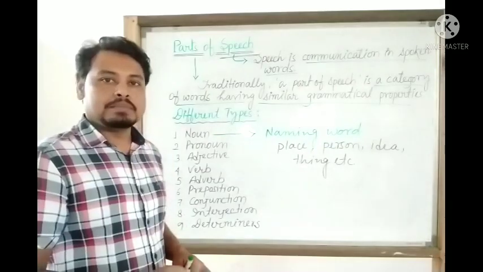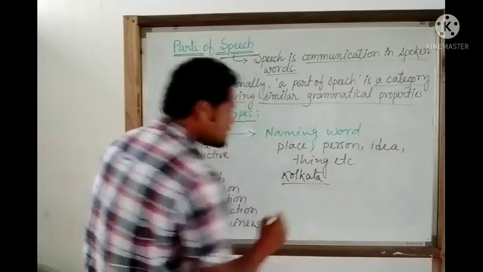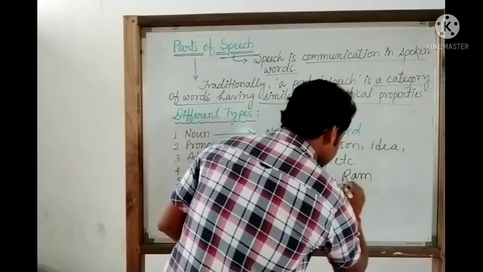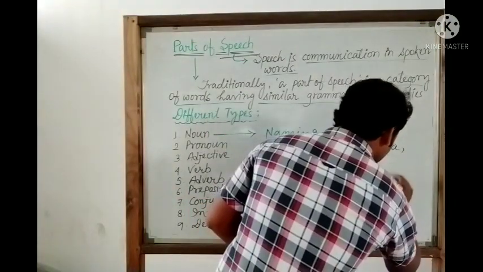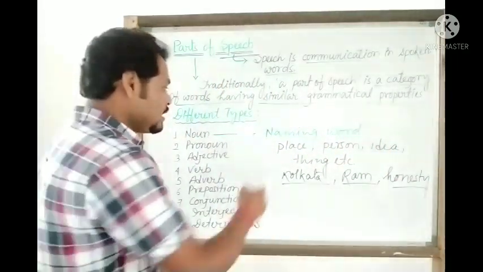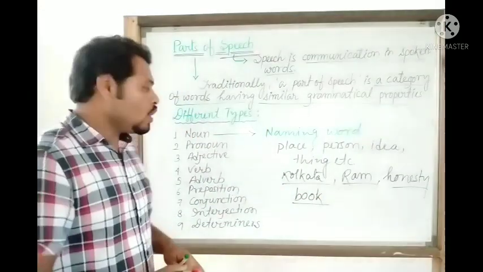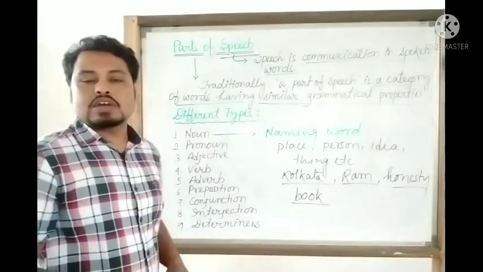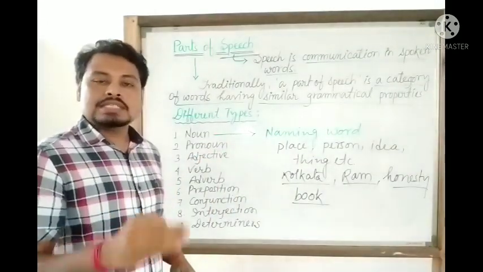It implies a name. For example, if I write Kolkata, that is a noun because it's the name of a city. If I write Ram, that is also a noun because it's the name of a person. Then if I write honesty, that is also a noun, an idea. If I write book, that is also a thing. So all these words actually come under the first type of part of speech, that is noun, because noun is a naming word.